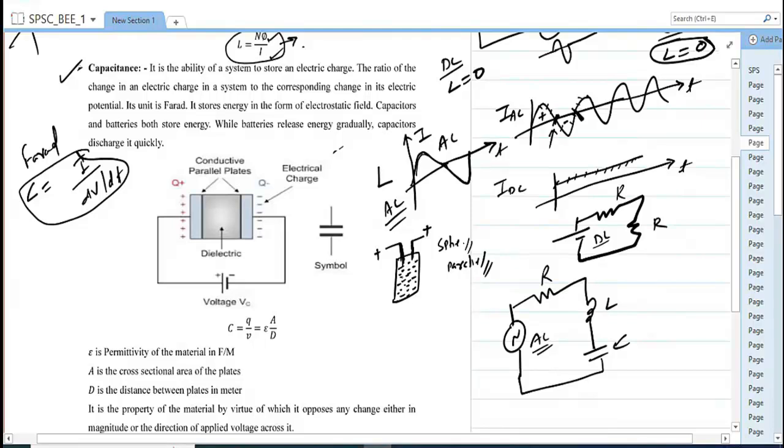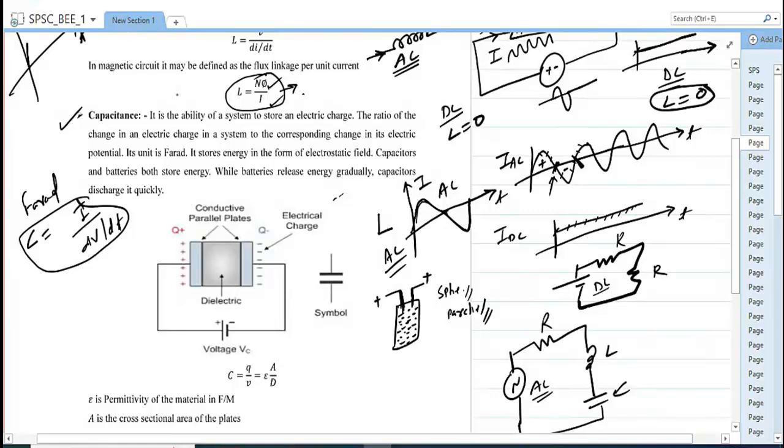Now what is capacitance? Read this definition very carefully. As we have discussed in case of inductance, we can define: capacitance is the property of the material by virtue of which it opposes any change either in magnitude or in direction of applied voltage across it. Means this is the voltage, if its magnitude or direction is changing, then capacitance will come into the picture.